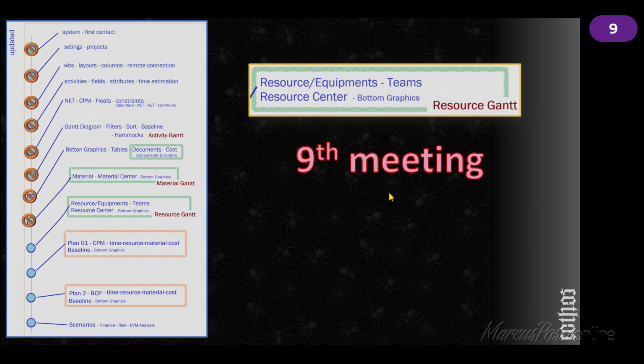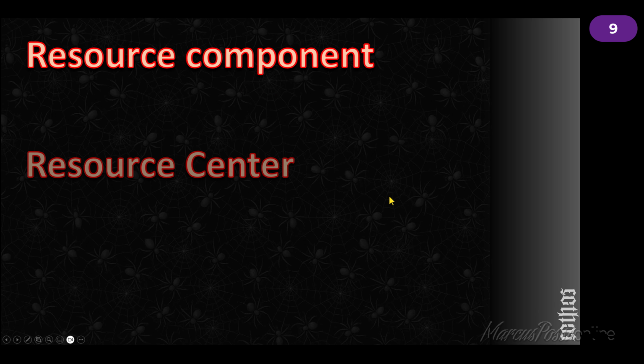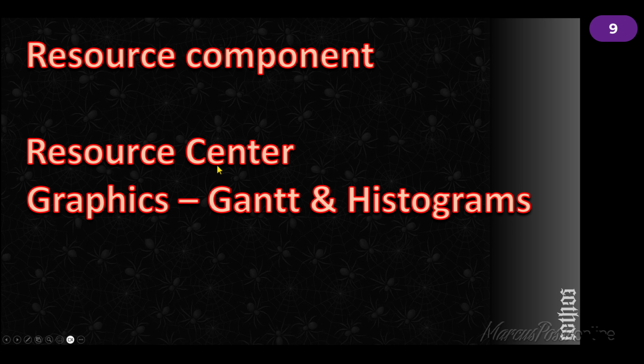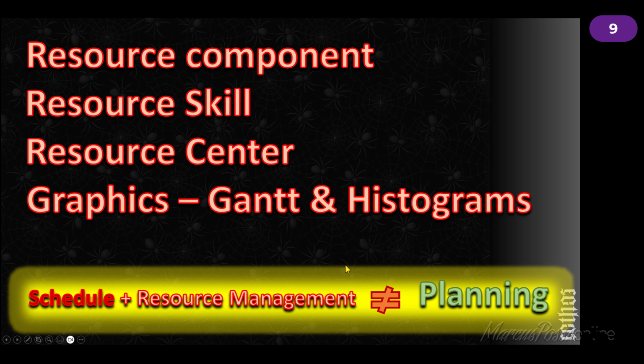Meeting number 9 means that we also have components, centers, and we also have graphics and histograms. But just remembering, schedule and resource management is not yet planning. We won't see resource skill.